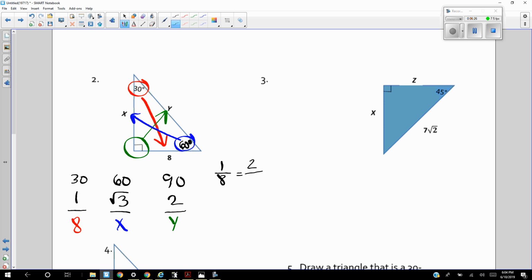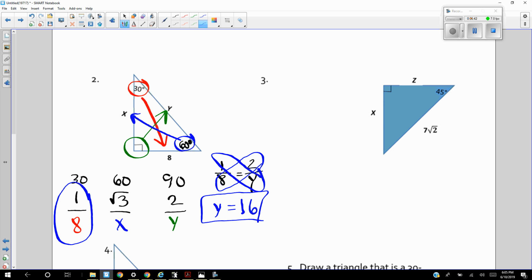So I'm going to set 1 over 8 equal to 2 over y. Again, you have to know the top and bottom of one of those fractions for this process to work. We cross multiply there, we get 1y. We cross multiply the other way, we get 16. So the y value is 16, and now let's solve for x.